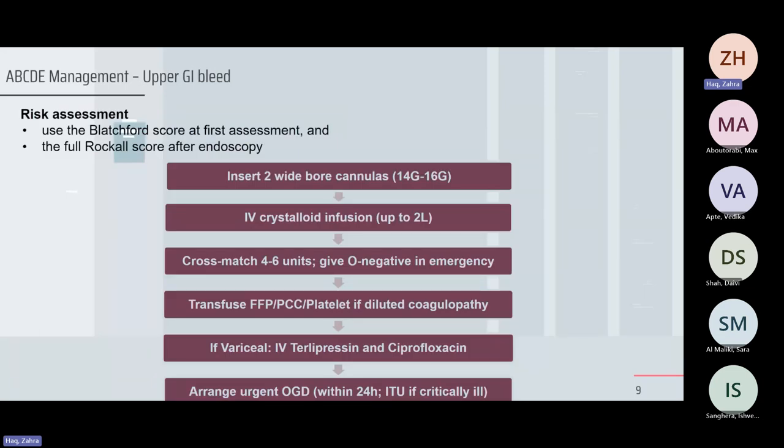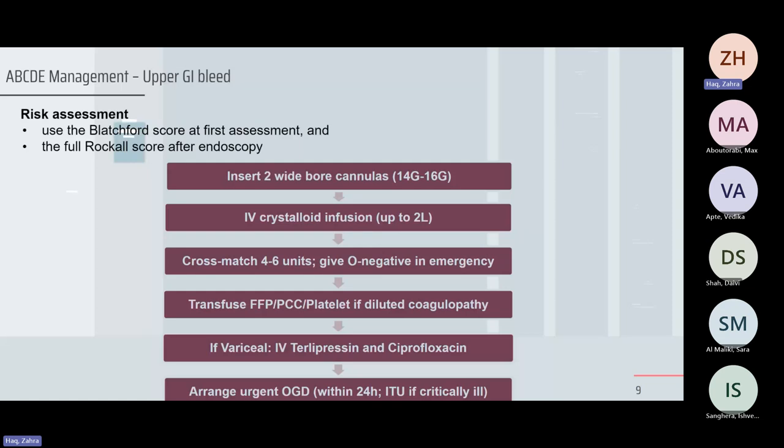So in terms of the management of an upper GI bleed, we normally follow the ABCDE protocol because this is, as I said, a medical emergency. In terms of risk assessing patients in the acute setting, we use the Blatchford score, and this tells us whether we can manage the patient as an inpatient or an outpatient. And then after the endoscopy, we use the Rockall score, which tells us the risk of the patient having a rebleed or presenting again with the same pathology.